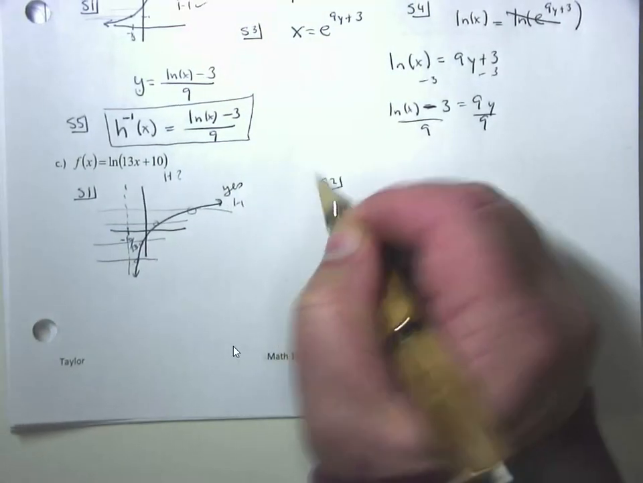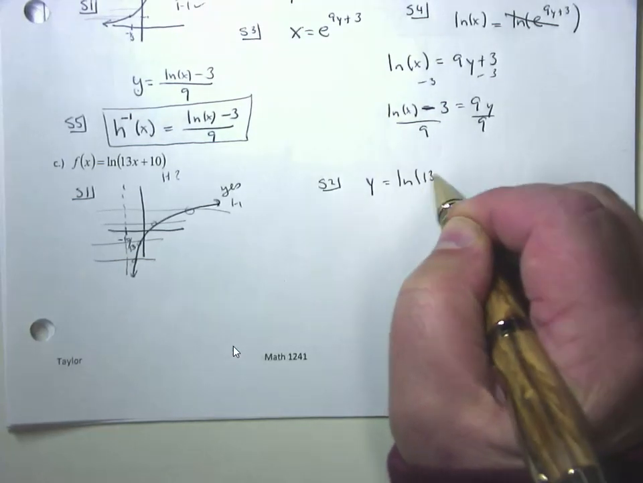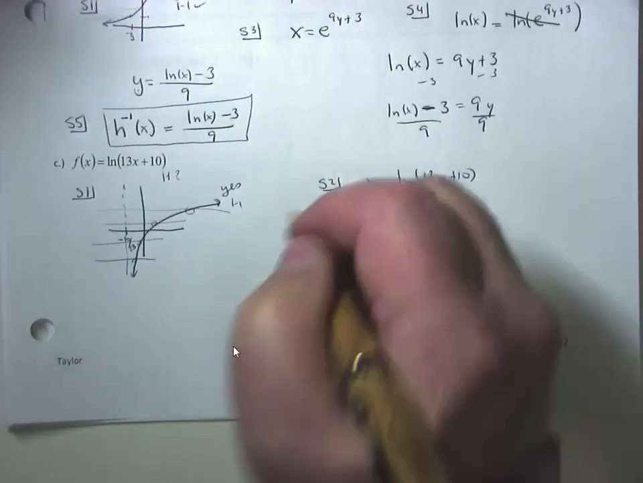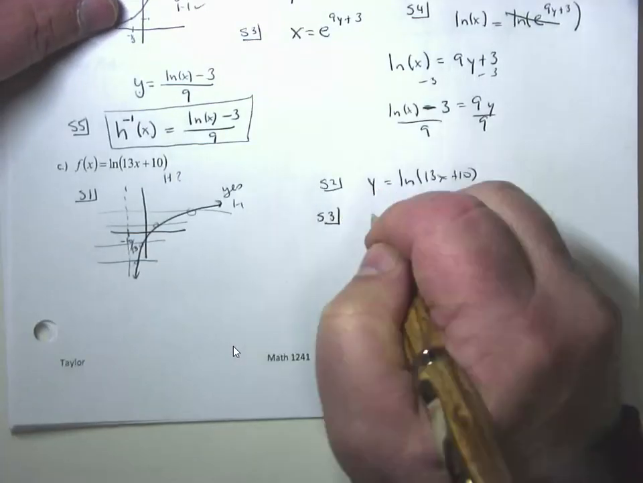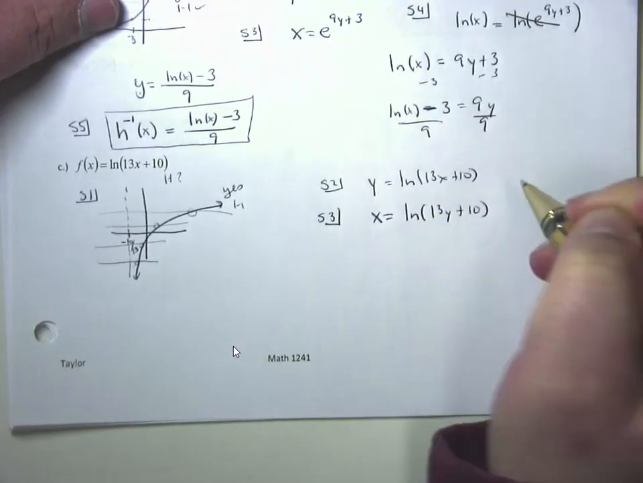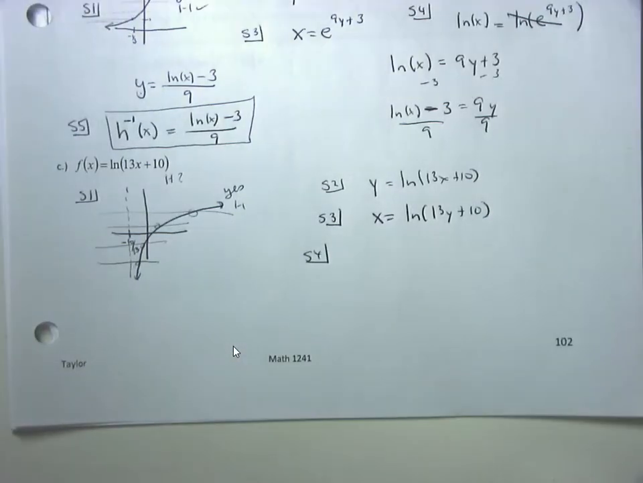Step number 2, replace the function with y. Y equals the natural log of 13x plus 10. Step number 3 is switch the x and y. X is equal to the natural log of 13y plus 10. Step number 4, solve for y. You got x equals the natural log of 13y plus 10. I need to get rid of a natural log so I can solve for that y. What gets rid of natural logs?